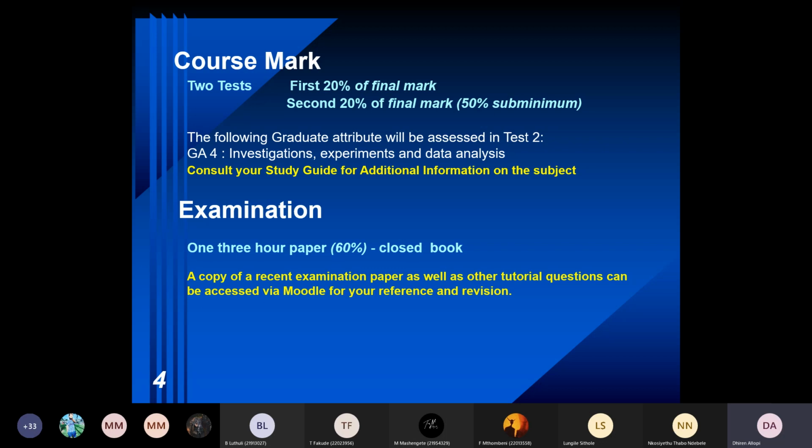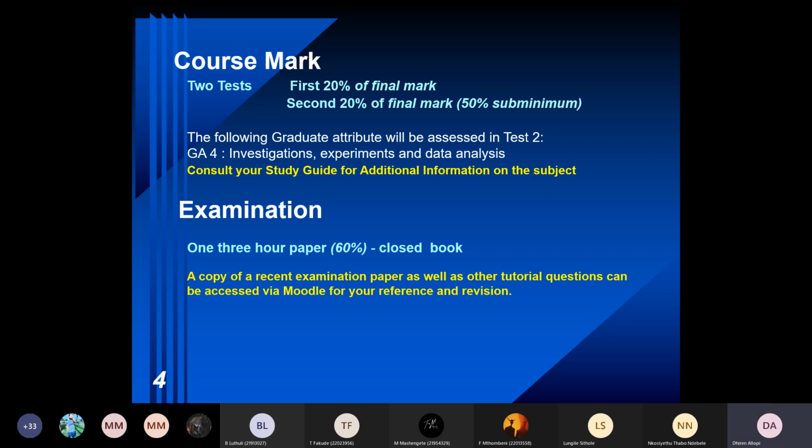And I suggest that you look at that annexure and get familiar with it, so that you know exactly which formulas will be given in the test and the exam and which will not be given, which you will need to know. So therefore, get familiar with the annexure.